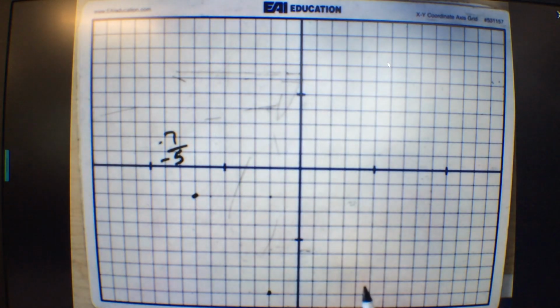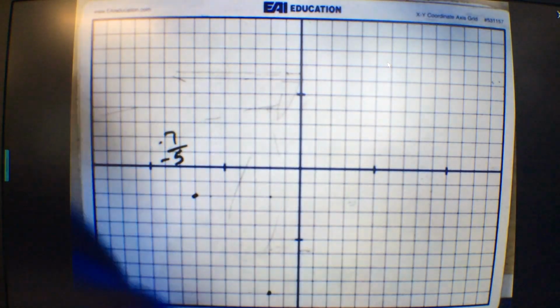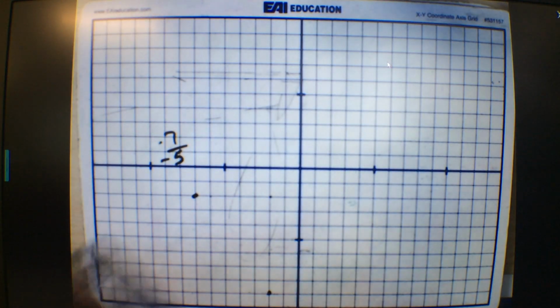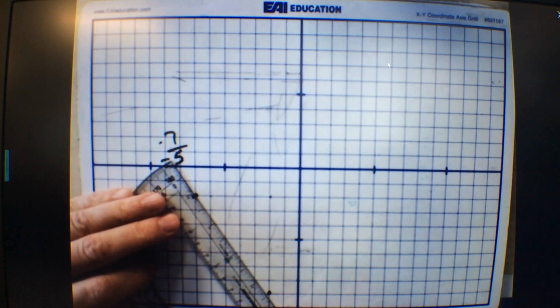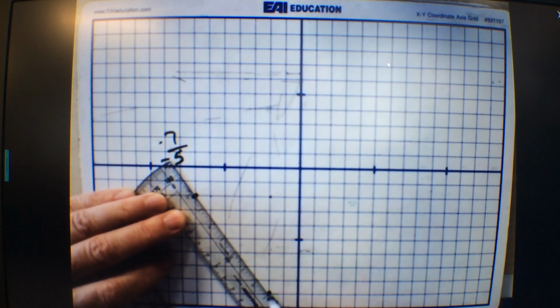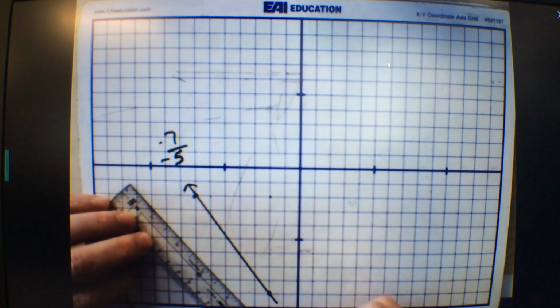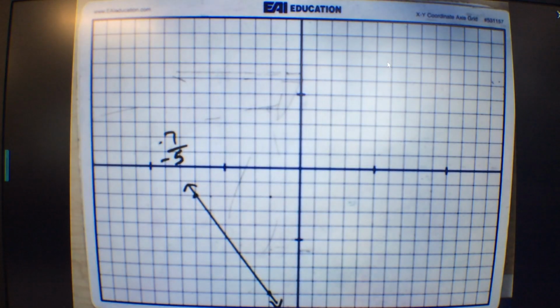Would you accept it if we went the other way? Yes, I will accept it either way. It's the same line, right? But I couldn't go down because I ran out of graph, didn't I? And it looks like that. Okay?